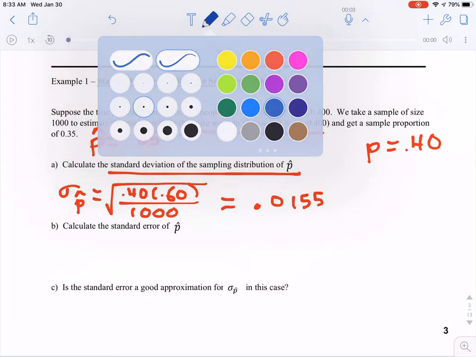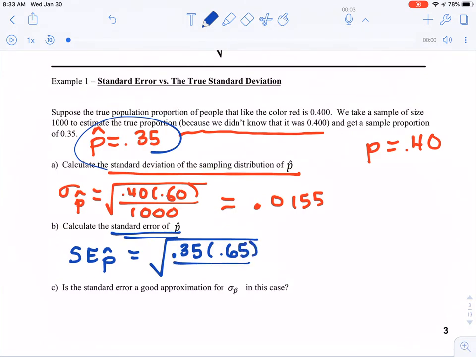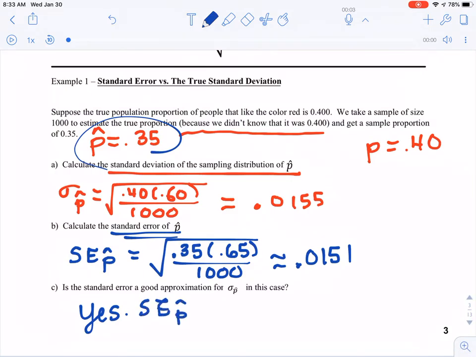Okay, now we're going to calculate what's called the standard error of p hat. Usually we just put an SE with a little p hat symbol there. Okay, very, very similar formula, only this time we're going to use the 0.35, 1 minus 0.35, and 1,000. Okay, look how similar these answers are. They end up coming out really, really close to one another. And so that's why the standard error of p hat is a really good approximation for the standard deviation of the sampling distribution for p hat. Okay, it is very, very close to that.